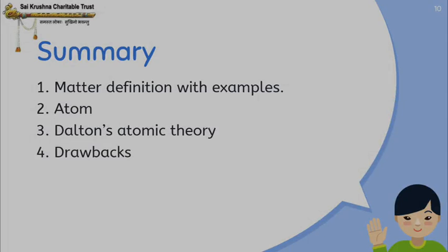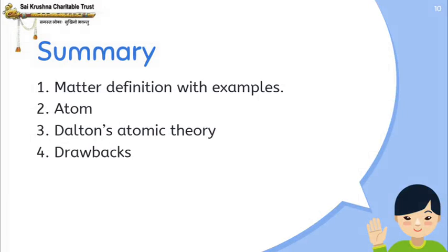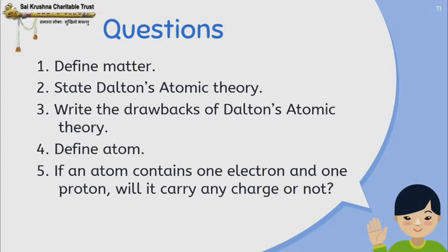Okay, so summary. We have studied the definition of matter with examples, and we have studied the atom, Dalton's atomic theory and the drawbacks of Dalton's atomic theory. So let's look at the questions. I want you all to write down these questions as well as write the answers for them. Okay, children, the first question is define matter. Second, state Dalton's atomic theory. Third question, write the drawbacks of Dalton's atomic theory.